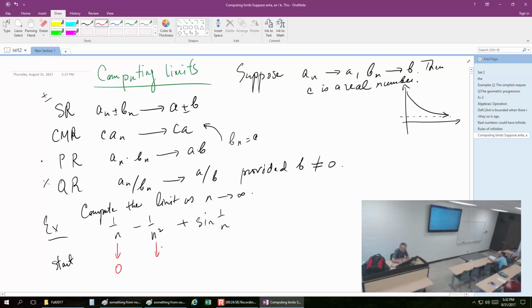0. 1 over n squared goes to 0. I have another 1 over n, it also goes to 0. Unfortunately, it's inside of the sine. Hold on a second. First of all, the question I want to ask you: what is that sine of 1 over n? What do we call such a computation? What operation are we talking about, from last week?